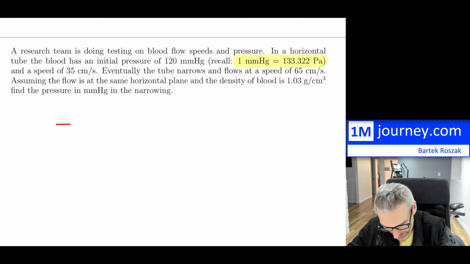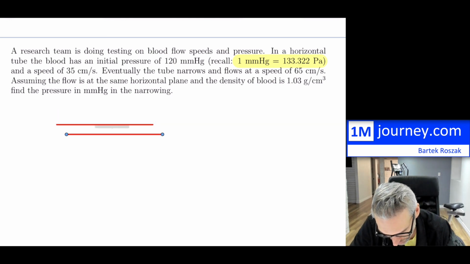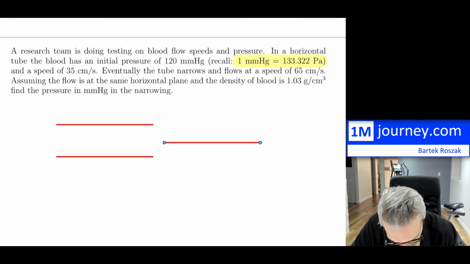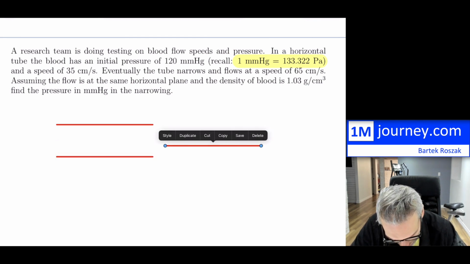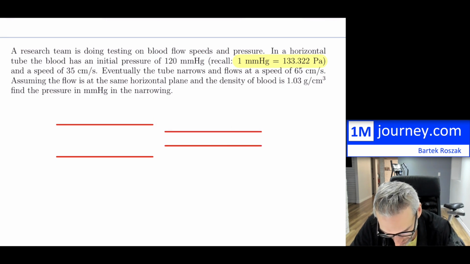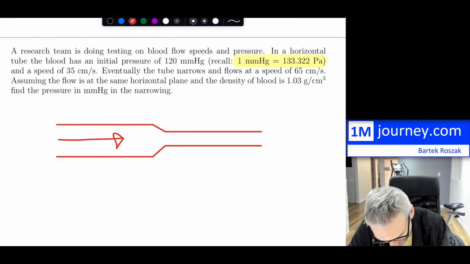So what this would look like is something like this. Here's your tube, and they're saying that this thing narrows down. So I'm going to duplicate this back in. This is what you would have in there, and it would just kind of narrow down, kind of like this, right? So this is what we would have. This blood is flowing in.